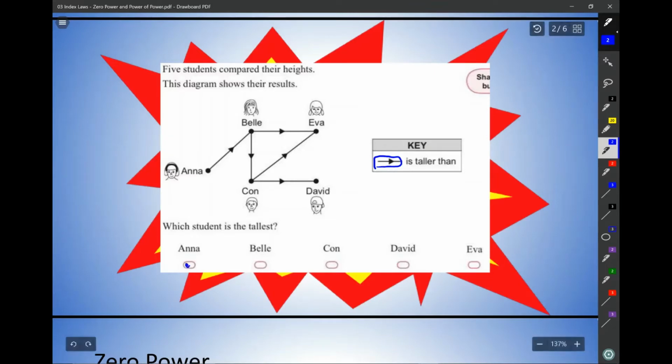Okay, I think the tallest person is Anna, because Anna is taller than Belle, and Belle is taller than the two people she is connected to, so that makes Anna the tallest person out of all five.